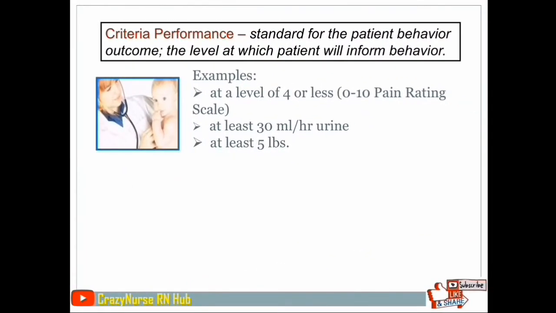Next, we have the criteria performance. This is a standard for the patient behavior outcome, the level at which the patient will perform the behavior. Examples are at a level of 4 or less, based on the 0 to 10 pain rating scale. Next, at least 30 ml per hour urine, and at least 5 pounds.